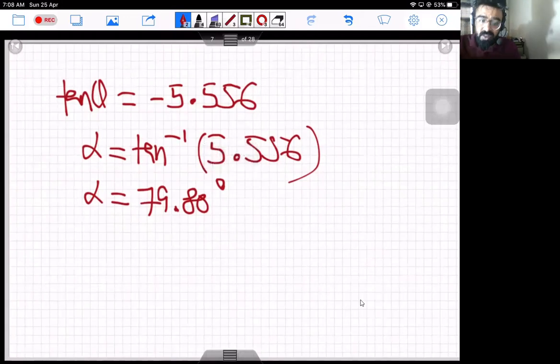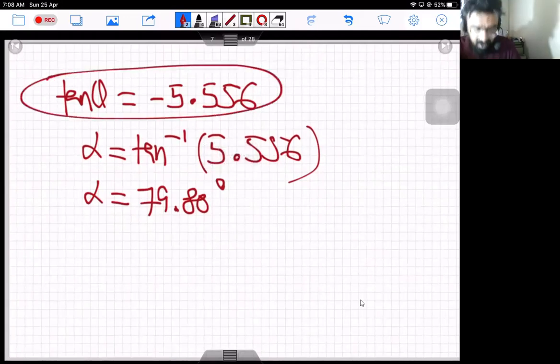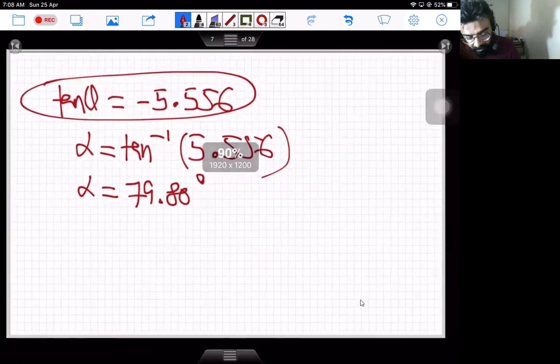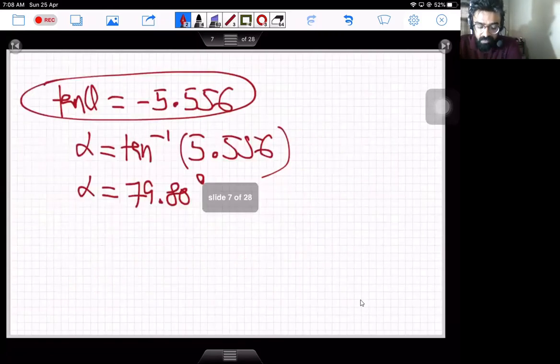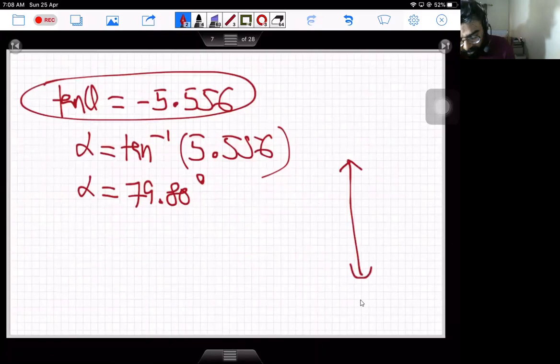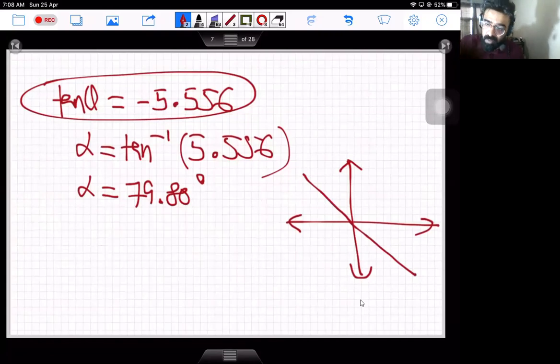But since this is a negative value of tan theta, and tan theta is positive in the first quadrant and the third quadrant, following the sequence all, sine, tan, cos, tan theta is not positive in the second quadrant and the fourth quadrant. You locate the slant lines over here, and the basic angle always lies between the slant line and the horizontal axis. So 79.80 over here and 79.80 over here.